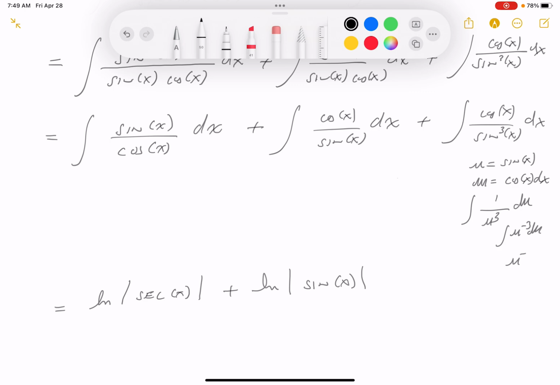That would be u to the minus 2 over minus 2. So I think I can do that. And what's it going to be? Minus, well, you're going to get 1 over 2 u squared. Well, what's u? It's sine, so it's sine squared.